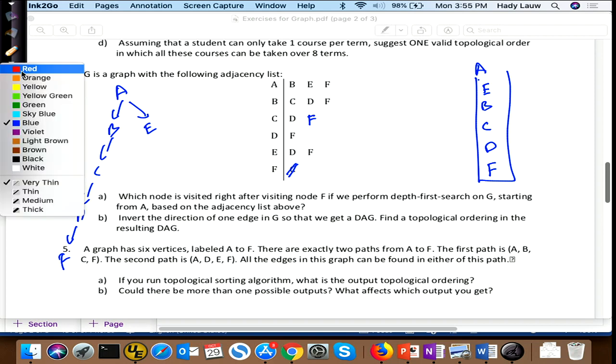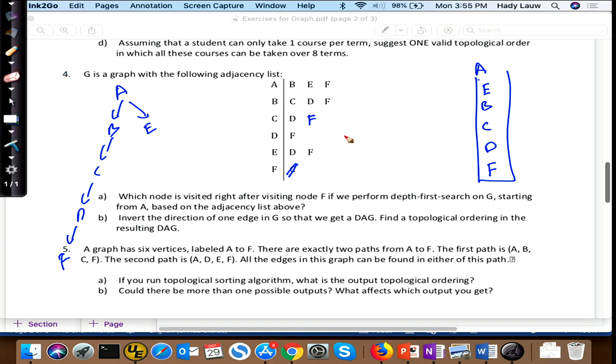That is one topological ordering. And if we check: A to E, A to B, A to F, B to C, C to D, and C to F, D to F, E to D, and E to F. Right, that's it, right? Everything is pointing forward. So that is one topological ordering. Okay?